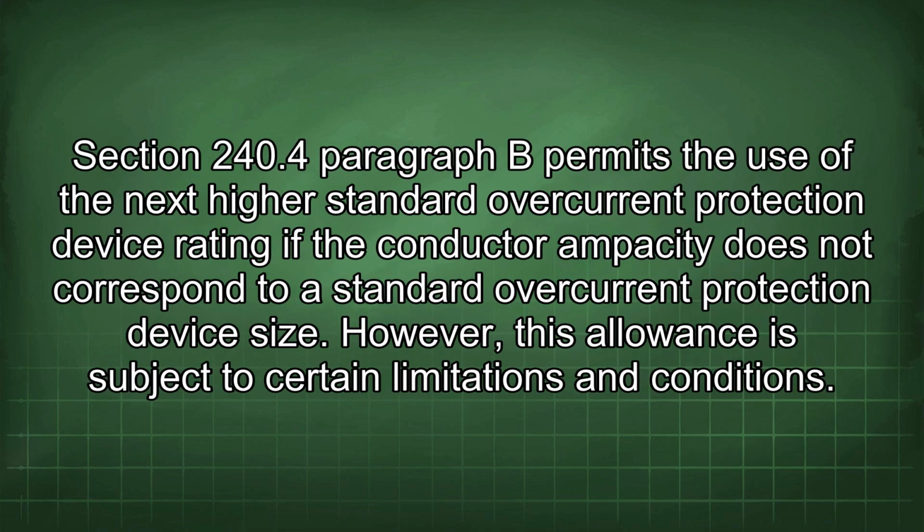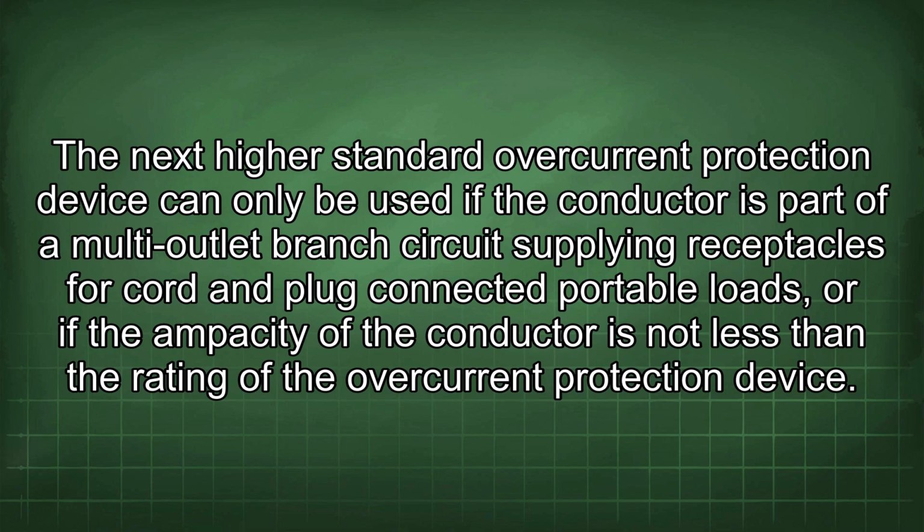Section 240.4(B) permits the use of the next highest standard overcurrent protection device rating if the conductor ampacity does not correspond to a standard overcurrent protection device size. However, this allowance is subject to certain limitations and conditions. The next highest standard overcurrent protection device can only be used if the conductor is part of a multi-outlet branch circuit supplying receptacles for cord and plug-connected portable loads, or if the ampacity of the conductor is not less than the rating of the overcurrent protection device.